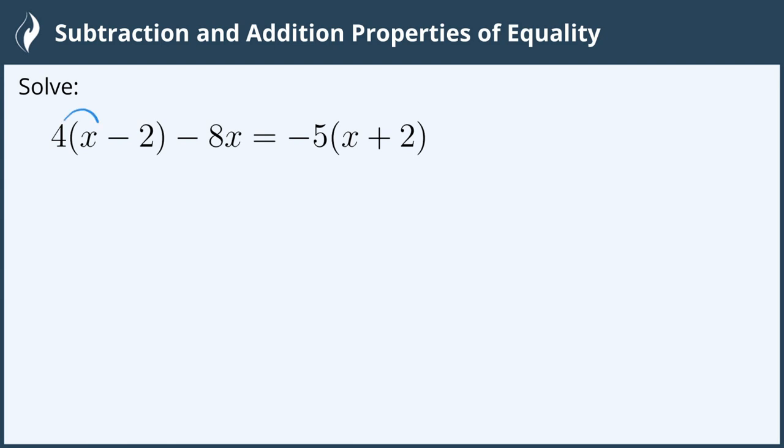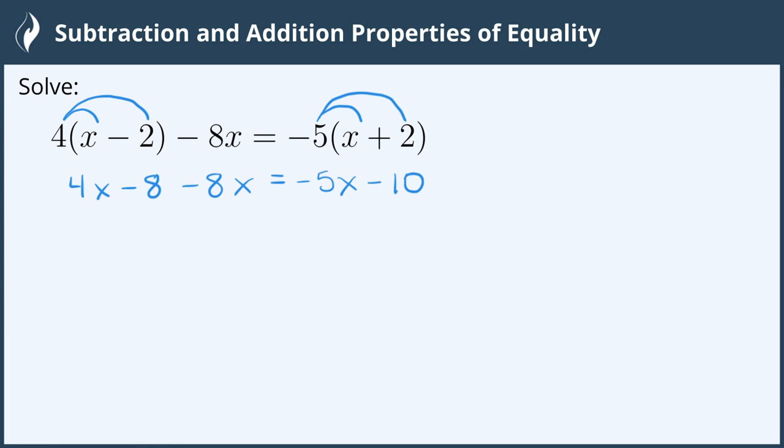So the first thing we'll do is the distributive property here and here. Our next step will look like this: 4 times x, and 4 times negative 2 is minus 8, and minus 8x. And then on the right-hand side, negative 5 times x is negative 5x, and negative 5 times 2 is minus 10. Now that we've simplified this, we can combine all like terms.